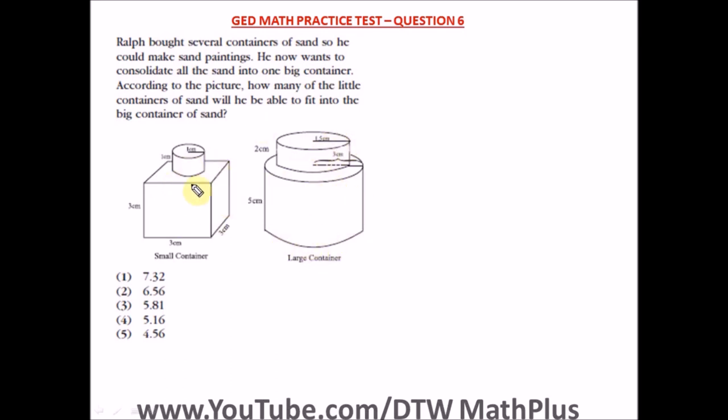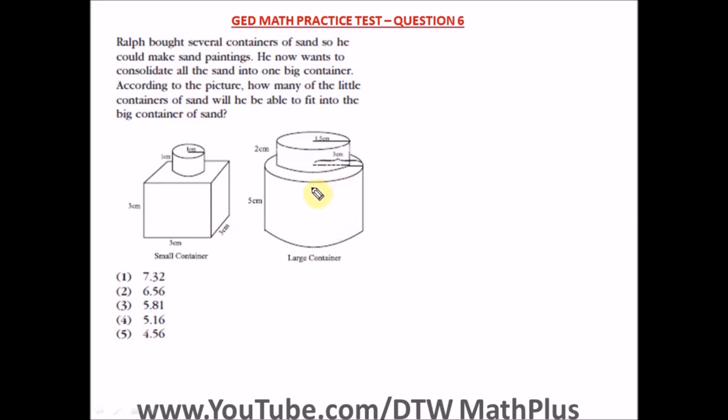So to do this, we need to find the volume of the small container and also the volume of the large container. Then what do we do? We now divide the volume of the large container by the volume of the small container to know how many containers of the small one would fit into the large container.